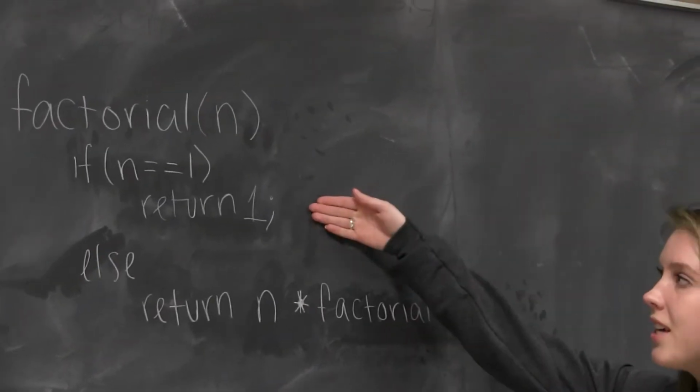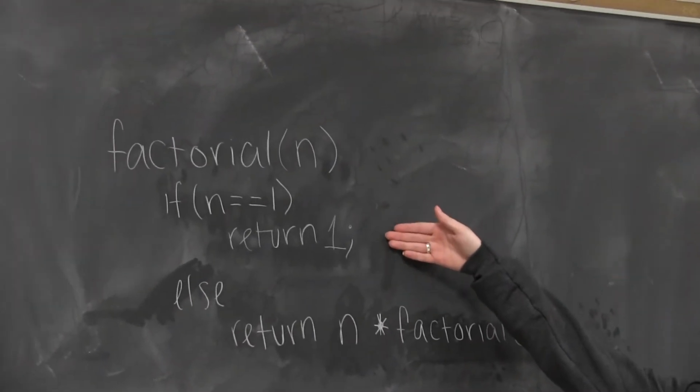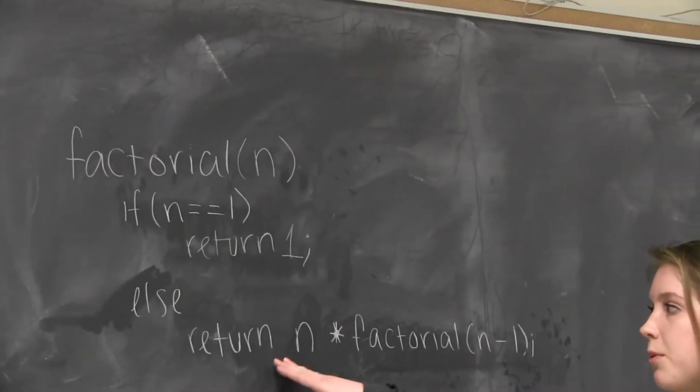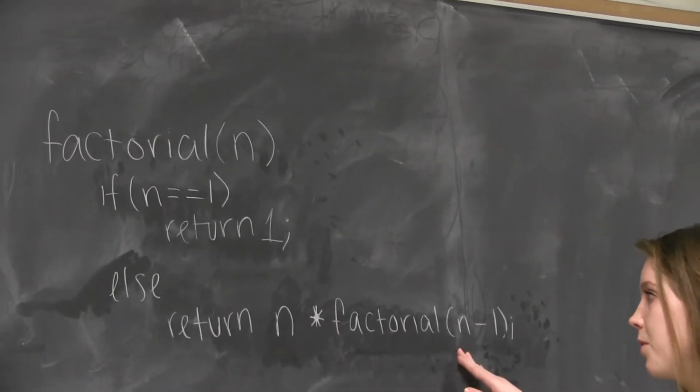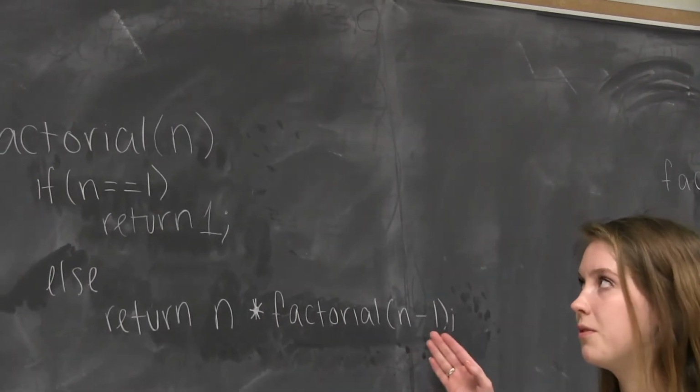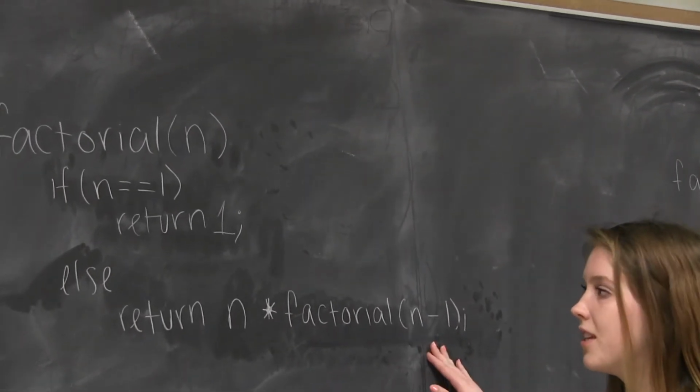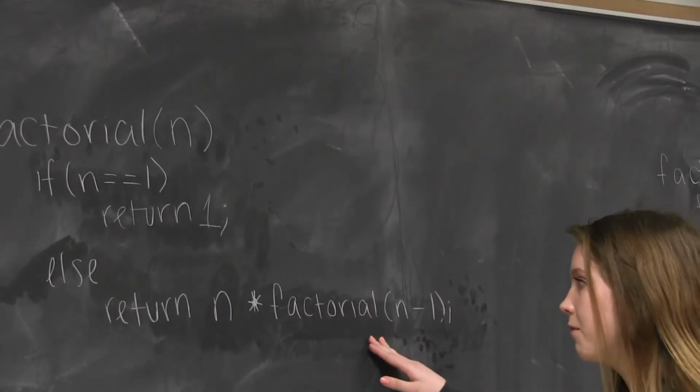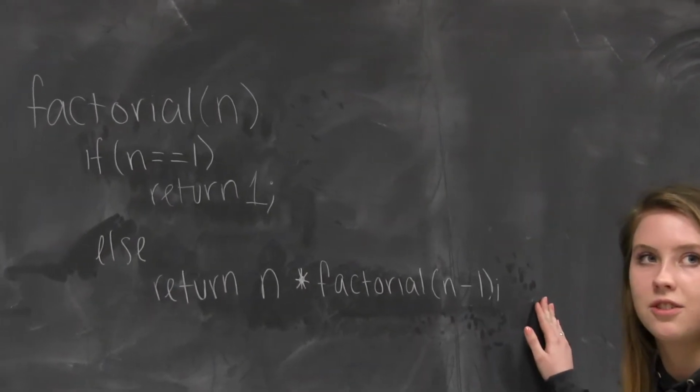The base case here is if n equals 1, then you return 1, and else it will return the number times the factorial of n minus 1. For example, if it was factorial of 5, then it would be 5 times the factorial of 4, which is 4 times factorial of 3, etc.